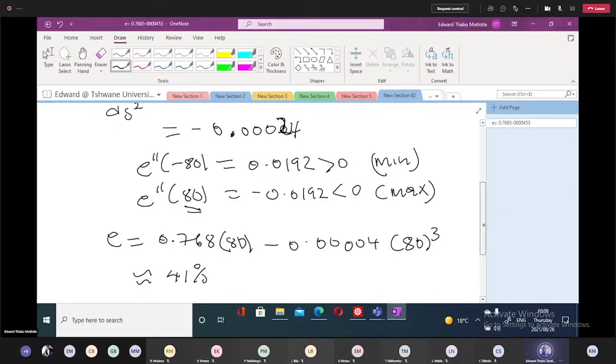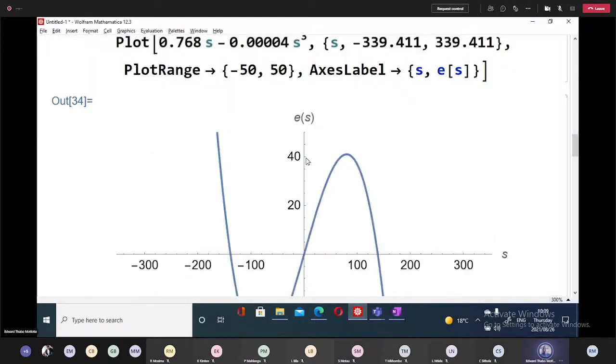So we have answered the question. Our maximum efficiency will occur at 41%. And from the graph, you can see that E will be approximately 41 there. That's the answer that we got. Okay.